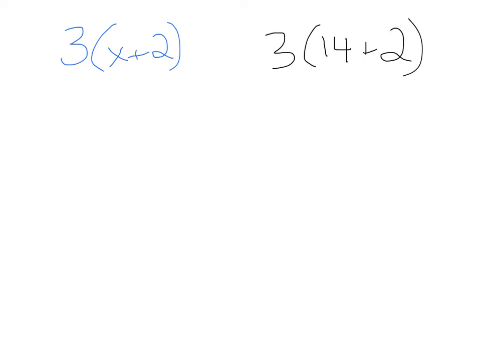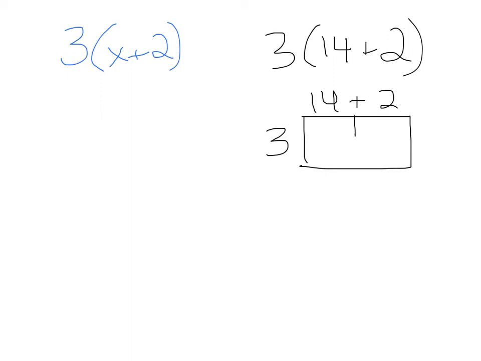If I did that with a generic rectangle, I would still use a length of 3 times the width. And I'm going to say it's 14 plus 2. Now I know 14 plus 2 is 16. So my solution of 3 times 16 should come out to be 48. But let's see what happens.